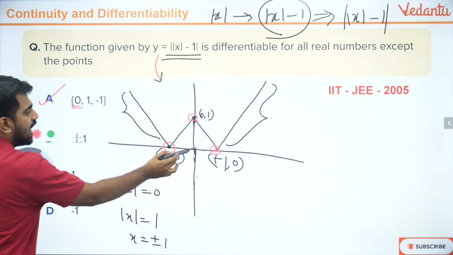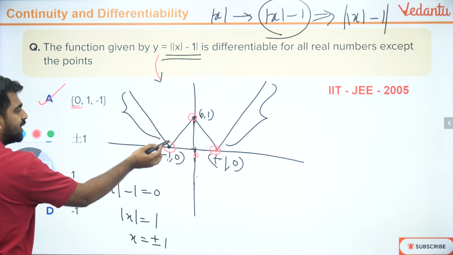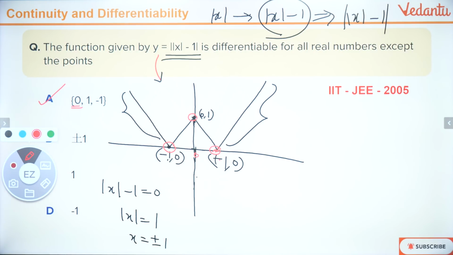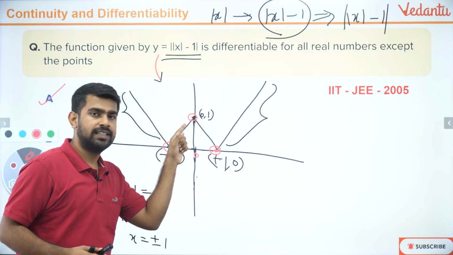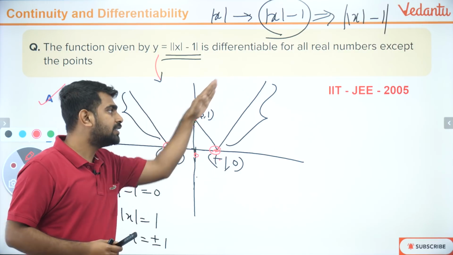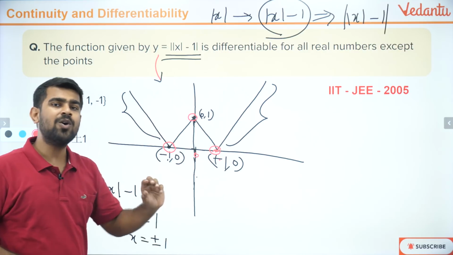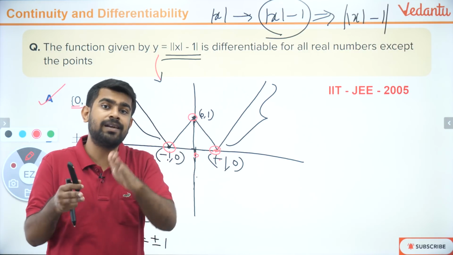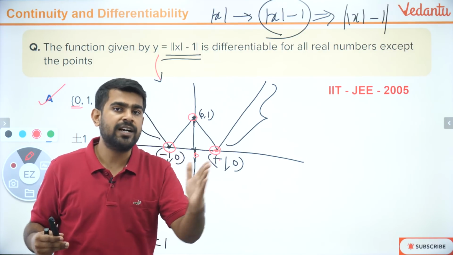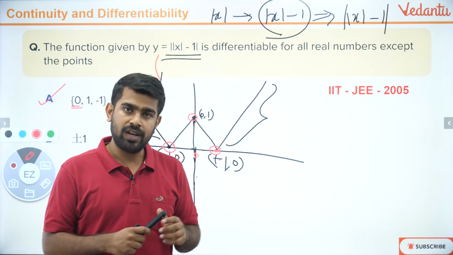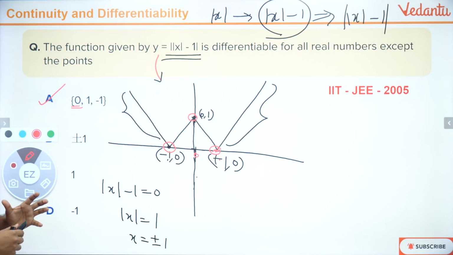Because when x is 0, I have a sharp edge. When x is plus 1, I have a sharp edge. When x is minus 1, I also have a sharp edge. What is the reason behind it? Because guys, when you have a sharp edge, to the left of it, look at the slope of the tangent. It is like this. To the right of it, look at the slope of the tangent. It is like this. How can I have two different slopes of tangent on my left hand side and right hand side? That is not possible. That clearly tells me that the function is not differentiable. Are you all able to understand it, guys? Clear? So that is how you solve this question.